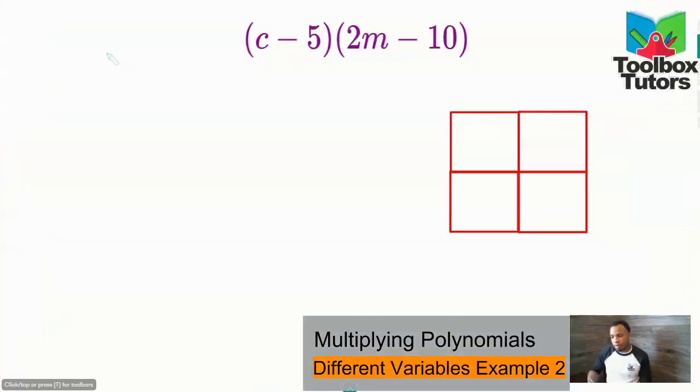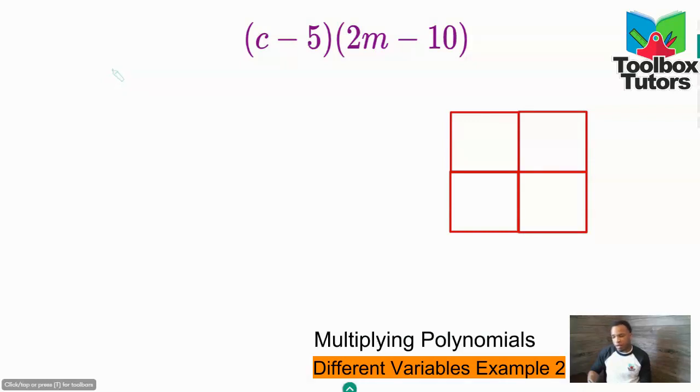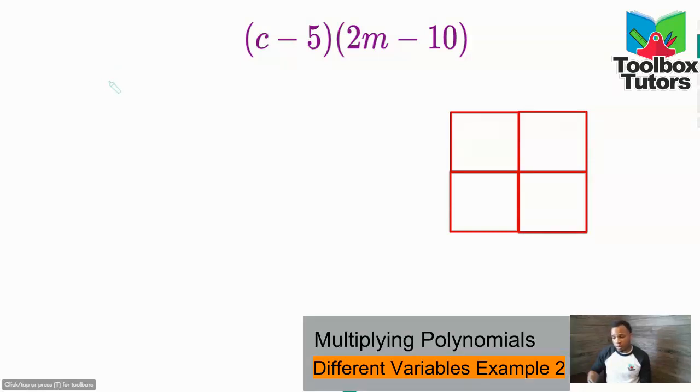So for this example, we'll be multiplying c minus 5 times 2m minus 10. The first method we'll be looking at is the distributive or the FOIL method. Next, we'll look at the box or the area model. If you have one method you prefer over the other, I'll leave a timestamp in the description below so you can jump to the specific section that you prefer. So first, we're looking at the FOIL or the distributive method.